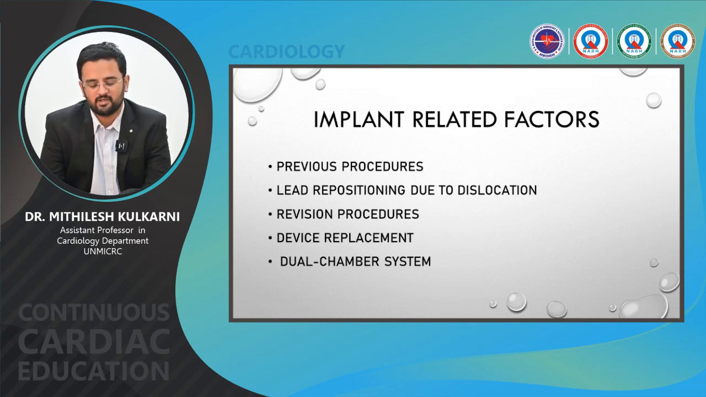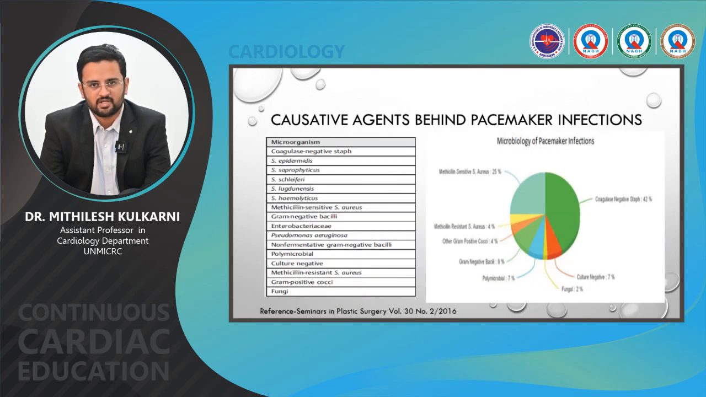So again, revising you, the implant related factors are: previous procedures, lead repositioning due to dislocation, revision procedures, device replacement, and dual chamber system. So what are the causative agents behind pacemaker infections? We already discussed the risk factors for pacemaker infection. Now coming to the organisms which cause the pacemaker infection.